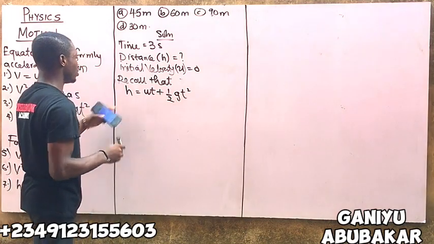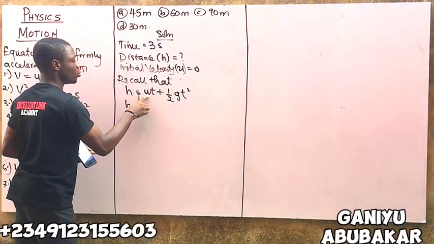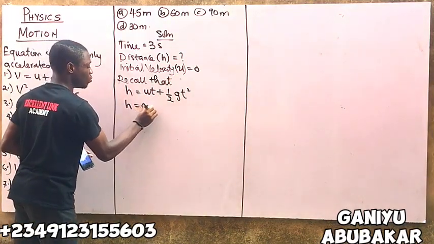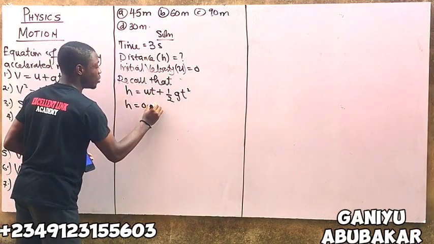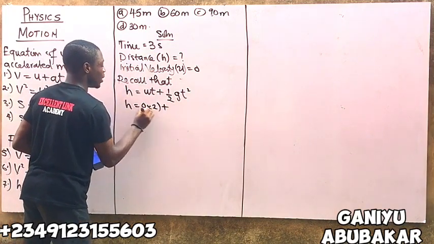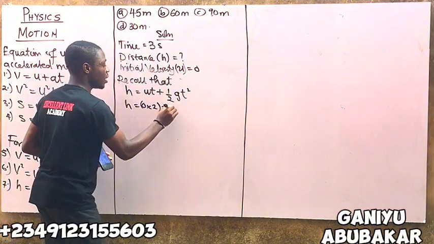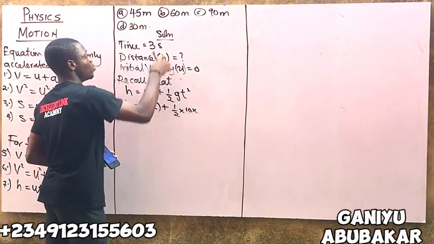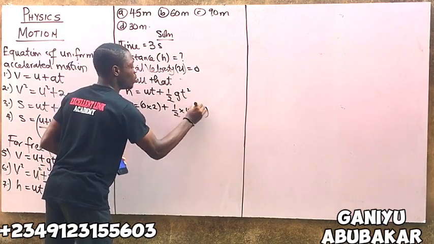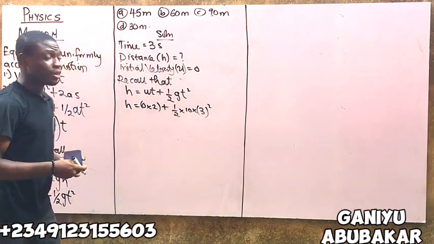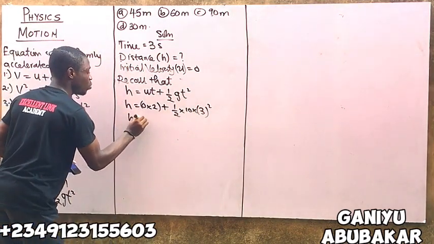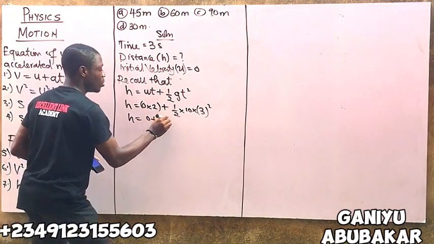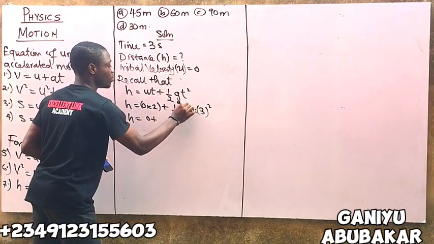So I'm looking for h. So h is equal to, what's u? You said u is 0 multiplied by t. What's t? Time is 3, plus I have this one encased. I have 1/2 times gravity, which is 10, times time, which is 3, all squared. Alright. So at this point, my height is equal to 0 plus 1/2 times 10, and 1/2 of 10 is 5.